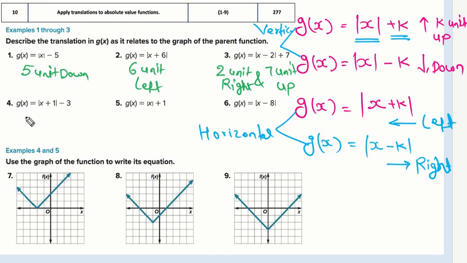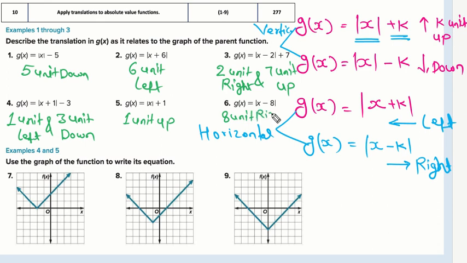Let's look at question number 4. Now here inside you have plus 1, so 1 unit left or right, and that will go to the left. If you cannot remember, just look at this and check again and again. And this will go 3 units down. Let's talk about question number 5. Here plus 1 is outside, so 1 unit up. Now here it is inside, so 8 units right. So this is how you apply the translation on the absolute value function.